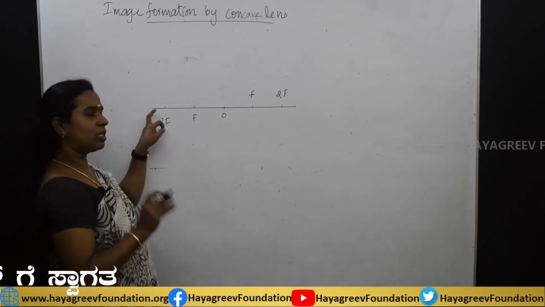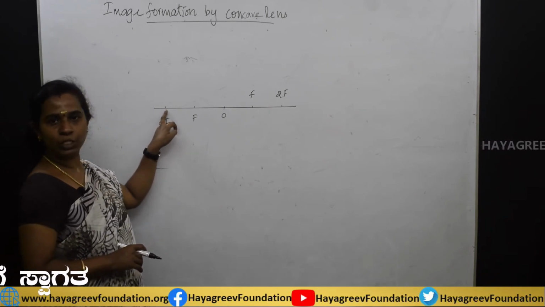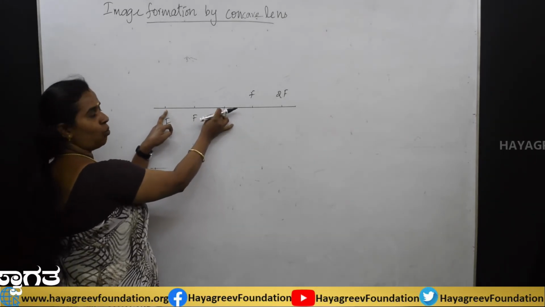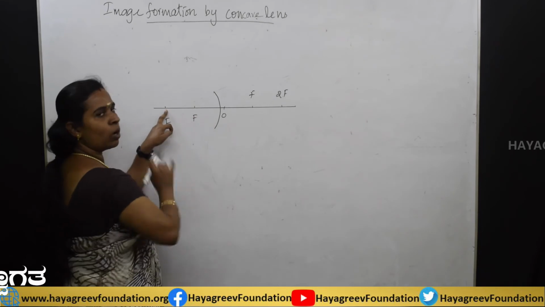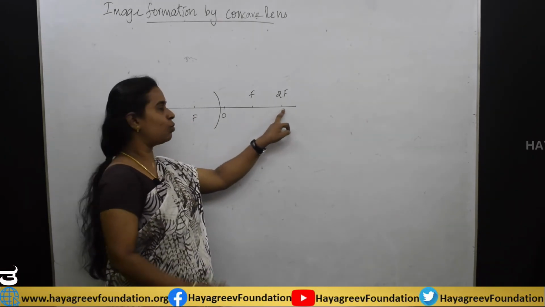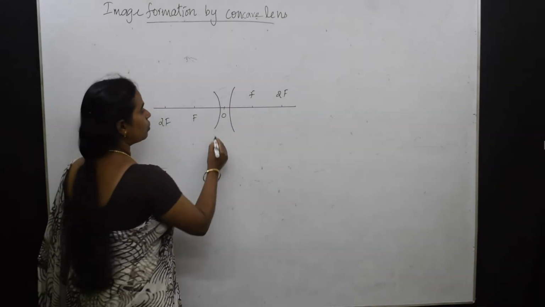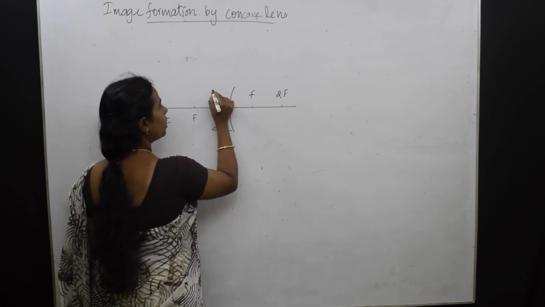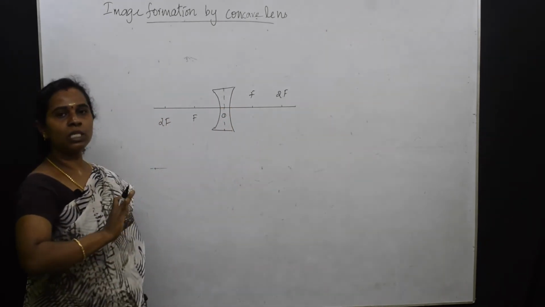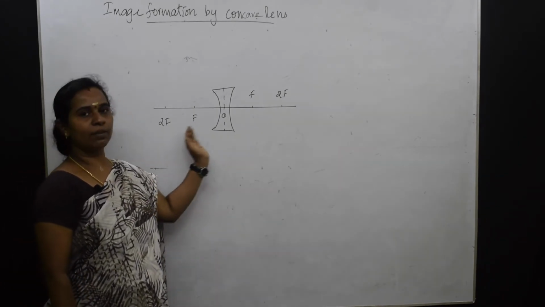To draw the concave lens, as I explained earlier for the convex lens, we take a compass, place the needle point at 2F, extend the pencil a little before O, and draw one arc. With the same measurement, place the needle at the other 2F and draw an arc in this direction. We join these two arcs and get the concave lens. This is the method to draw a concave lens.